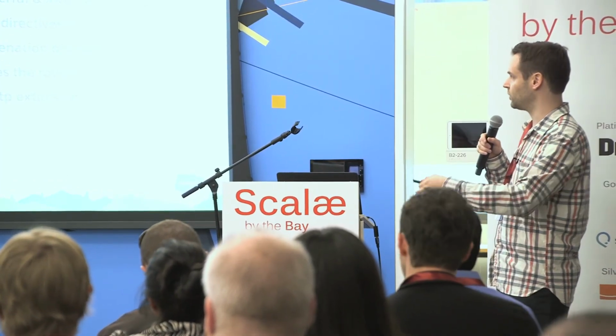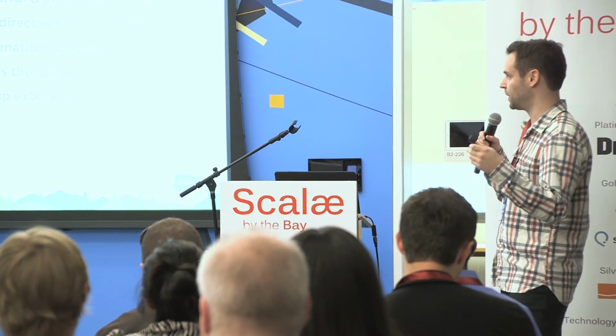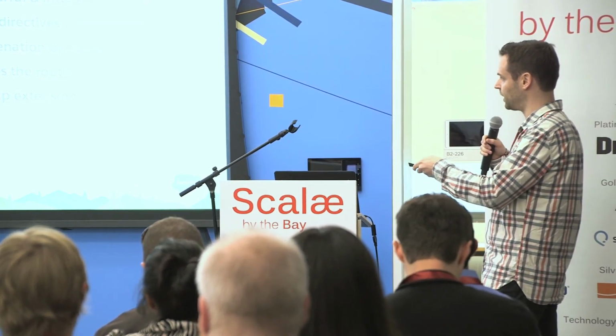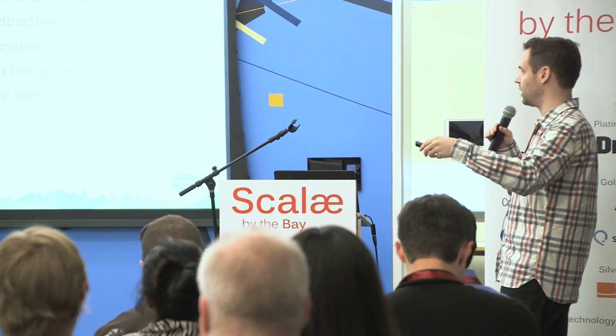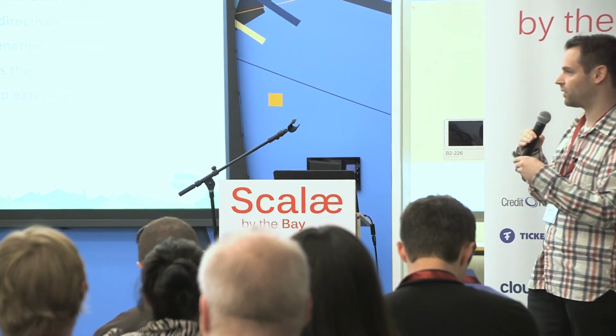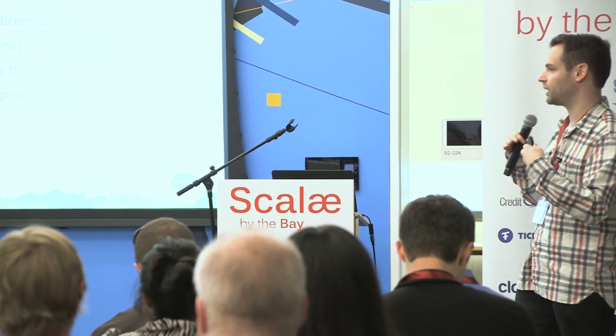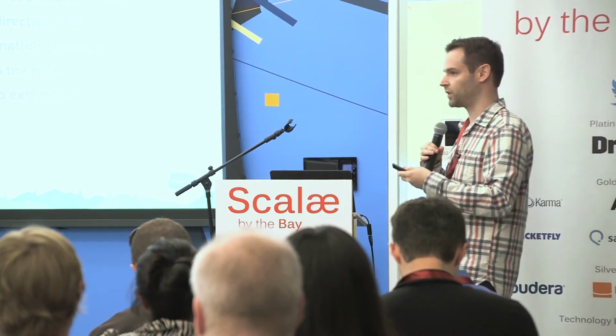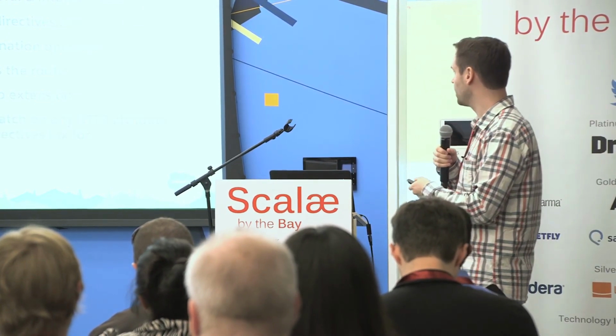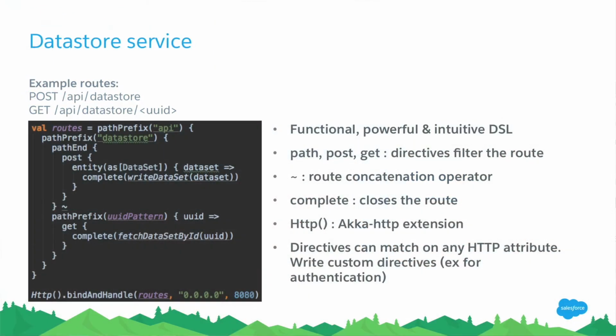And when you have this in your code, this becomes a value, and then you can also concatenate two values together, and then you have a very nice way to represent your route. Directives can match on any HTTP attribute. You can also write your own directives that basically look at the HTTP request for things like headers, and that's how you can do things like authentication.